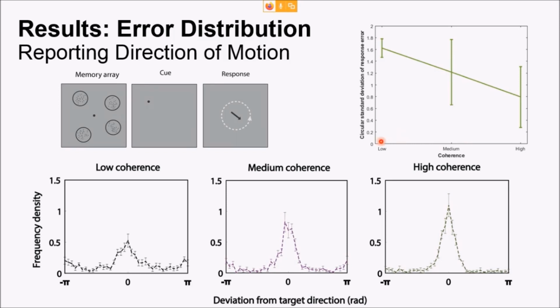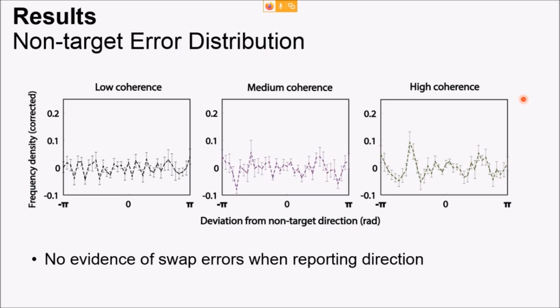10 participants took part in experiment 2, carrying out 12 blocks over 2 1-hour sessions. Now when we look at the reporting of direction of motion, after they've been cued with location, we're seeing a very clear difference across levels of coherence, and a clear decrease in variability as coherence increases. And similar to experiment 1, when location is the cue, there is no evidence of swap errors in the report.